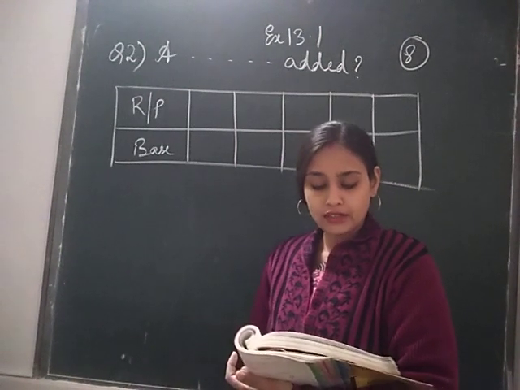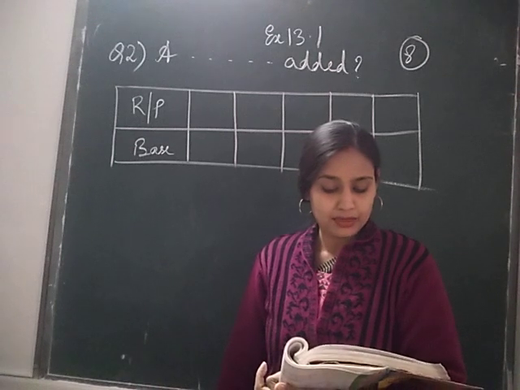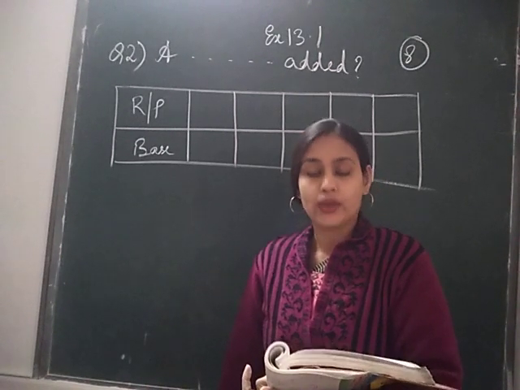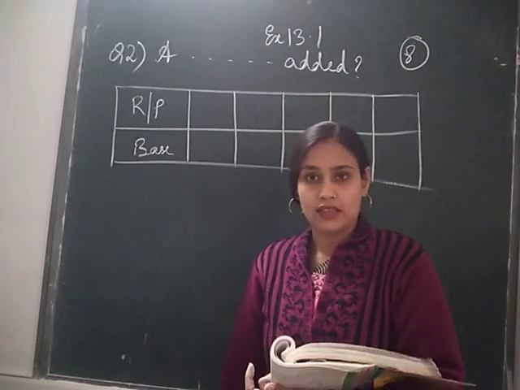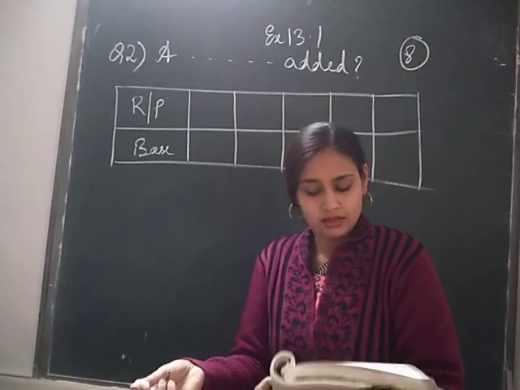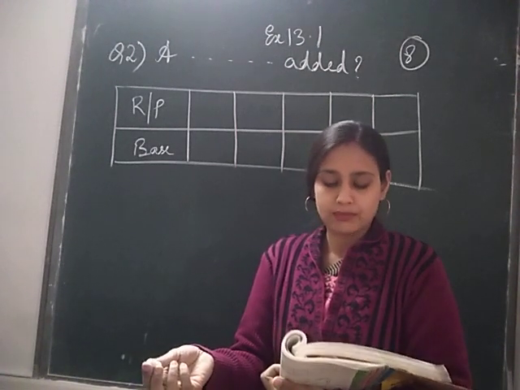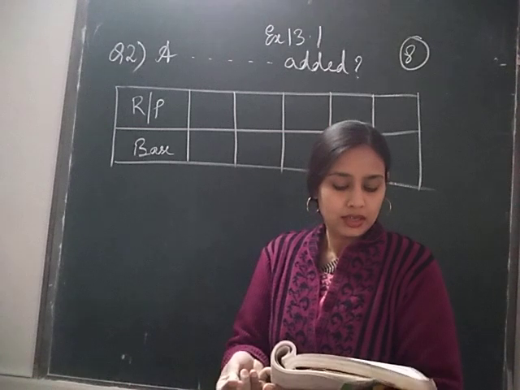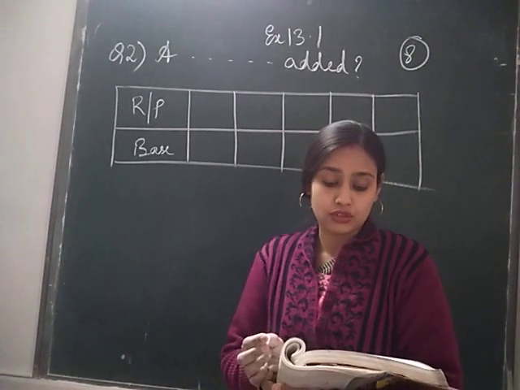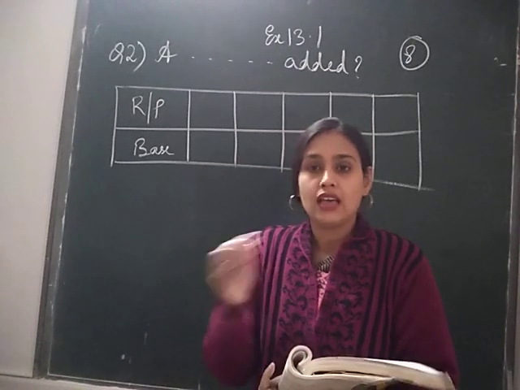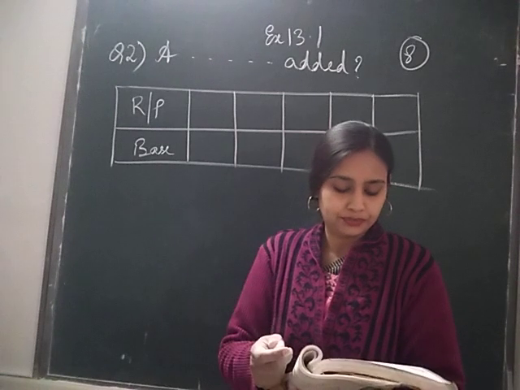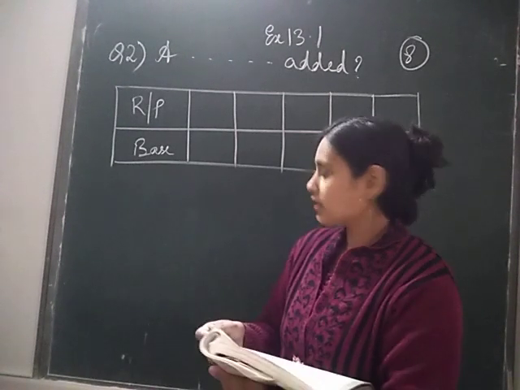A mixture of paint is prepared by mixing 1 part of red pigment with 8 parts of base. So 1 part of red color is mixed with 8 parts of the base color. And in the following table, find the parts of the base that need to be added when the red pigment has different parts. Okay, so let's start.